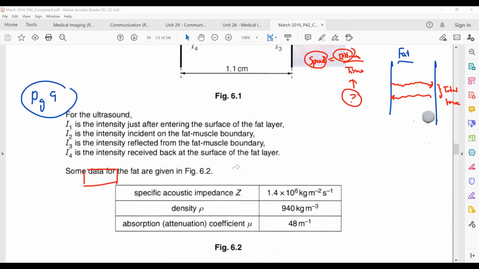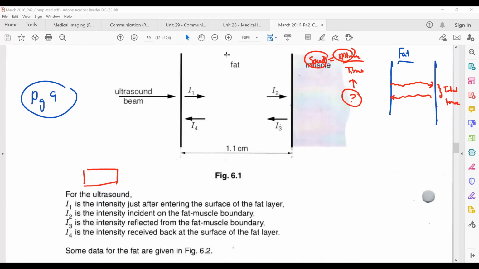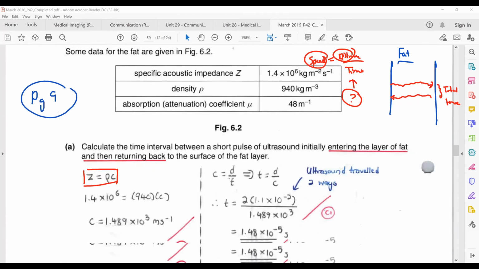And then after that, what is the total distance traveled? Here they told you it's 1.1 centimeter. The difference between them is 1.1 centimeter. So what you will have here is 1.1 centimeter. Okay. So this 1.1 centimeter, your ultrasound traveled this length towards the boundary and then it got reflected back towards the surface. So your distance traveled is actually twice of 1.1 centimeter, right?